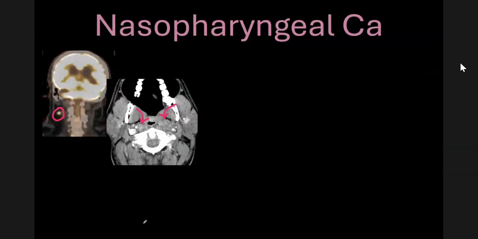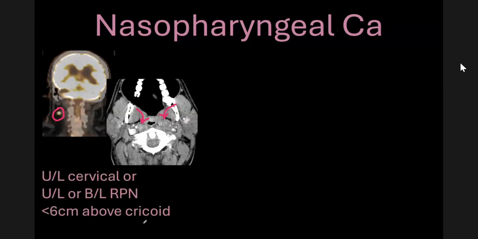In nasopharyngeal cancer, recently, AJCC ninth version has already come out for nasopharyngeal cancers, and they have slightly tweaked how nasopharyngeal cancers are staged, and I'm going to talk about that a little bit here as well. So what do we do in nasopharyngeal cancers? In nasopharyngeal cancers, unilateral cervical or unilateral or bilateral retropharyngeal lymph nodes that are less than 6 centimeter is the N1 stage.